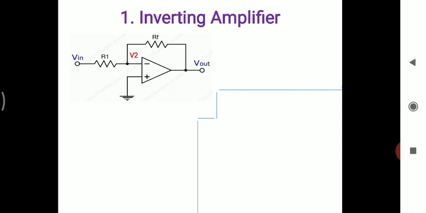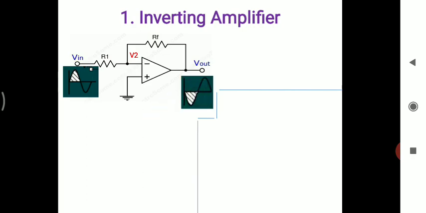With this, we can say that if we apply the input voltage Vin as a sine wave, then the inverting amplifier using this operational amplifier is going to give an inverted output. If you compare the input and output, there is a 180-degree phase shift between input and output, or else you can say there is exactly inverted output with respect to input. So this is the definition of your inverting amplifier.